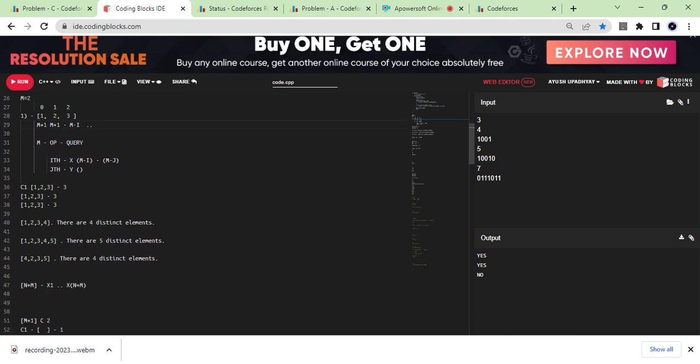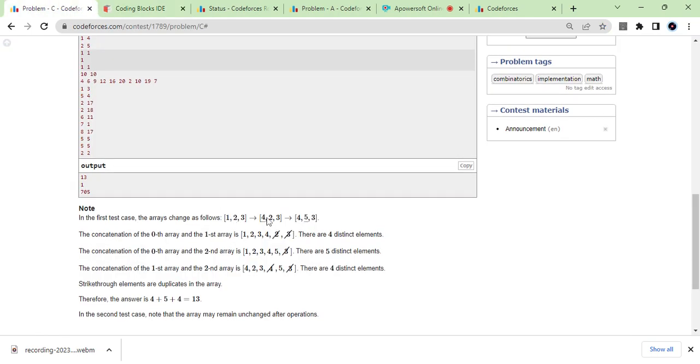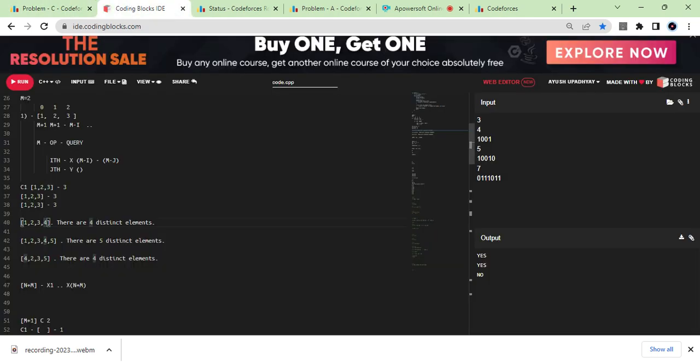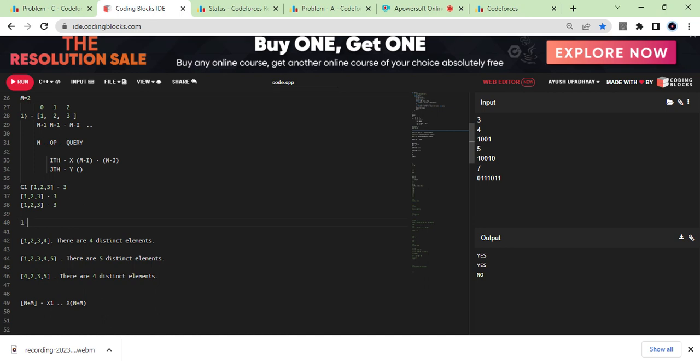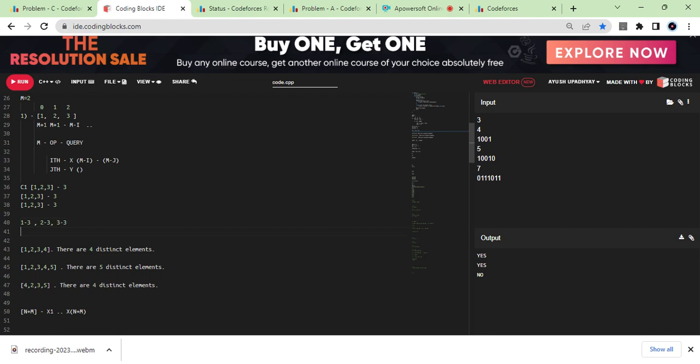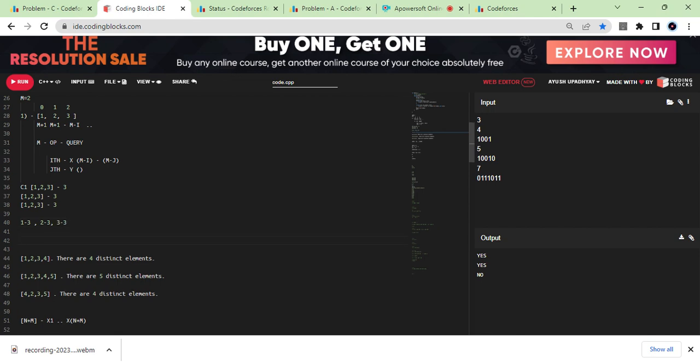In this example, if I can show you, initially 1 was at the first index, right? Why is 1 not in this array? Because 4 took over. When did 4 take over? First I said that 1 is occurring three times, 2 is occurring three times, and 3 is occurring three times. First I said this. Now I said the first operation. Let's see which is coming.